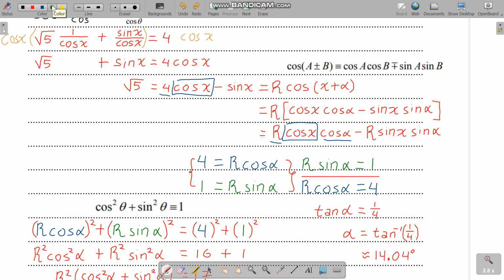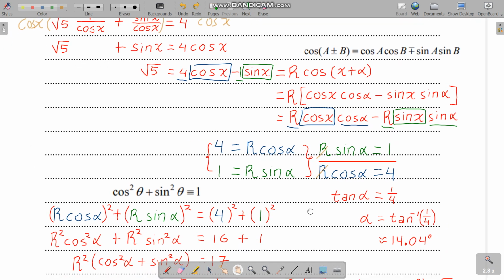And for the variable sine x, on the left there's nothing, so let's just say it's just 1. On the right we have r sine alpha, which means we have r sine alpha equals 1, and we can divide both equations. R divided by r cancel out. Sine over cos is again tangent, so we have the value of alpha using inverse tangent.